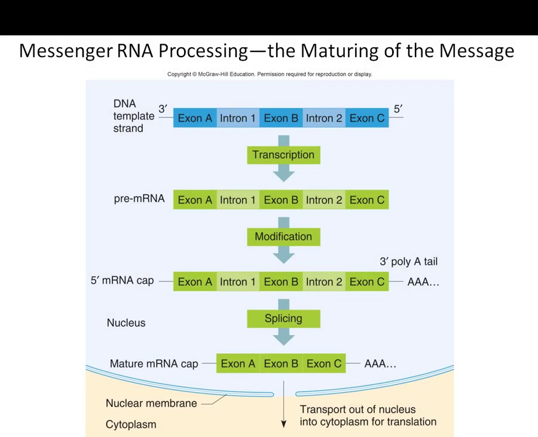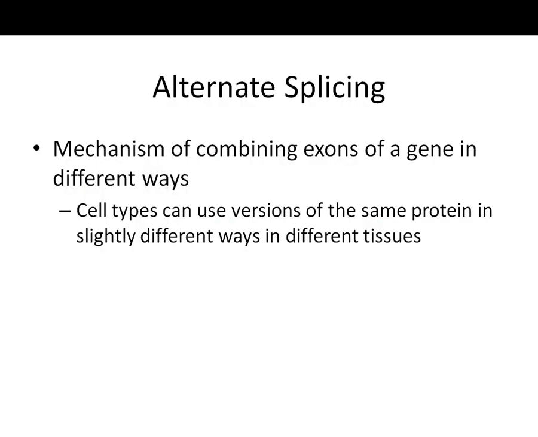Now, it turns out that there's something called alternative splicing. Alternative splicing is a mechanism by which different exons can get spliced together. So alternative splicing is a mechanism of combining exons of a gene in different ways. Cell types can use versions of the same protein in slightly different ways in different tissues.